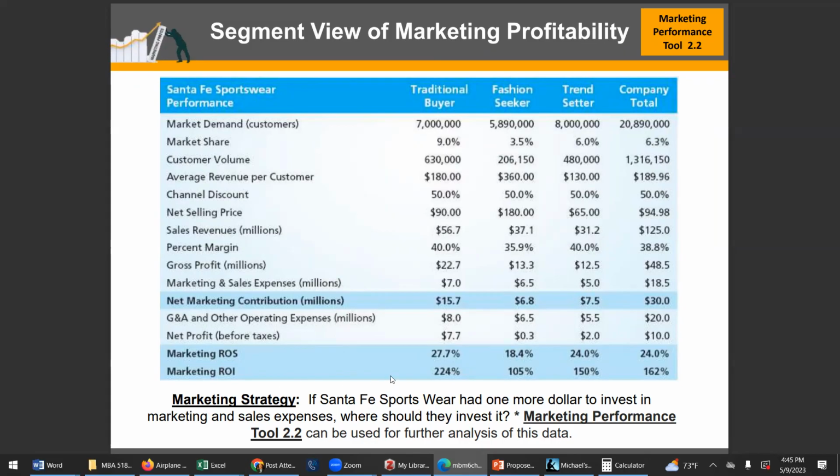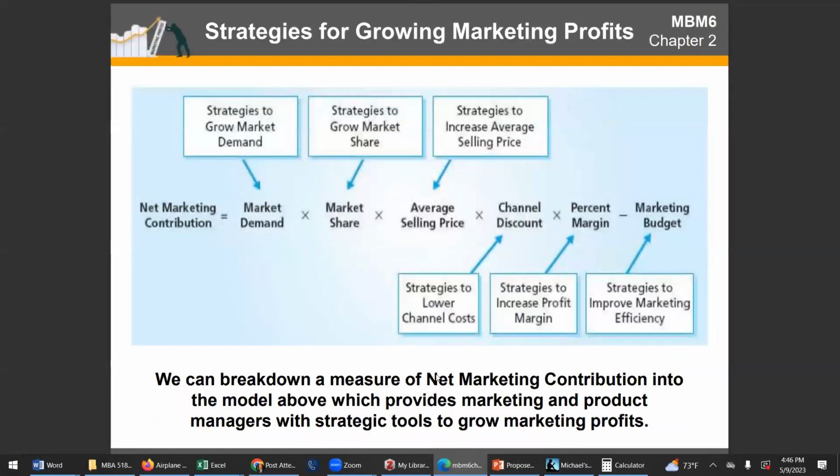We would say, well, for every dollar that I invest in marketing in the traditional buyer segment, I'm going to get back $2.24, right? That's that 224. So again, that's a way that we can use this marketing performance tool 2.2 to help us answer this question. Okay.